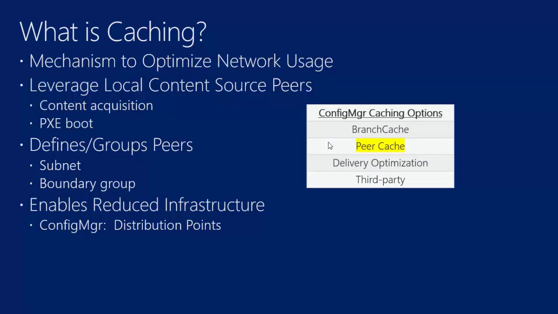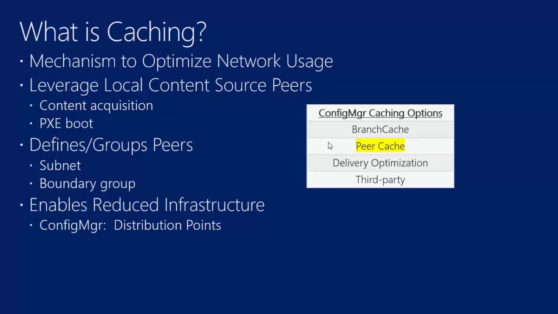All right. So what is caching? This is not a Config Manager specific discussion, though I'll probably weave a few Config Manager things in as we go. But in general, whether we're talking about BranchCache or peer cache or Delivery Optimization or third-party caching products, or even when we're not talking about Config Manager at all, caching is a mechanism that will help optimize network usage.